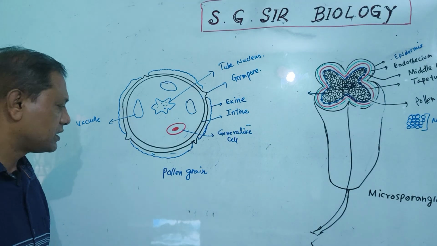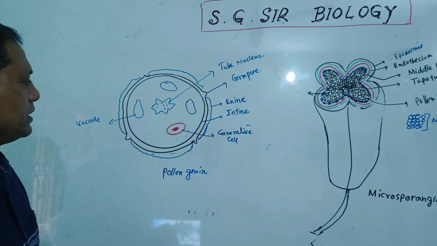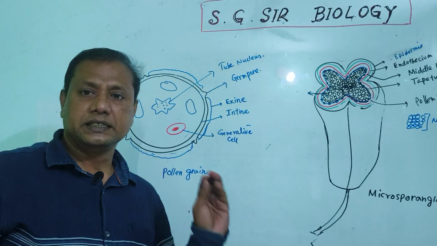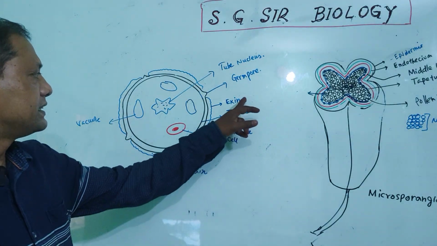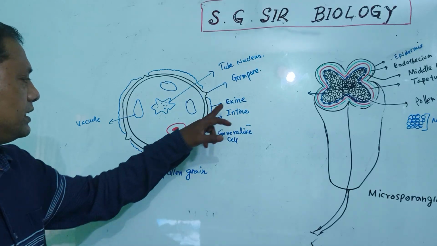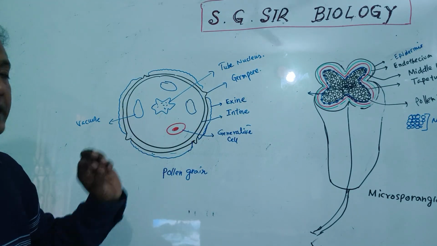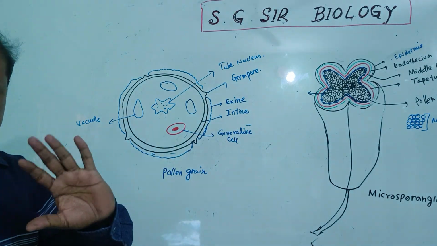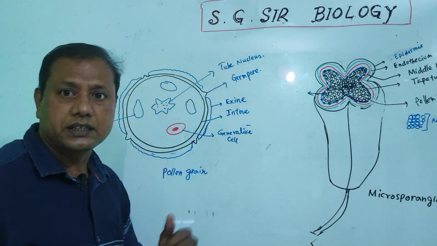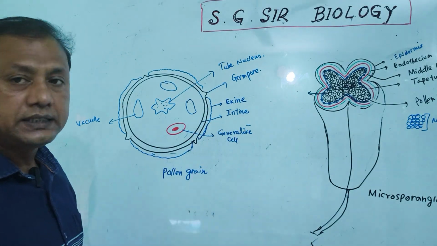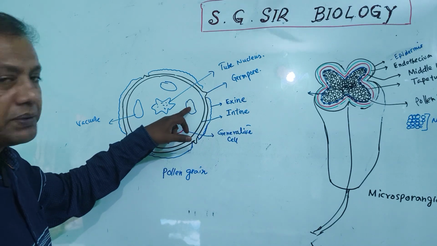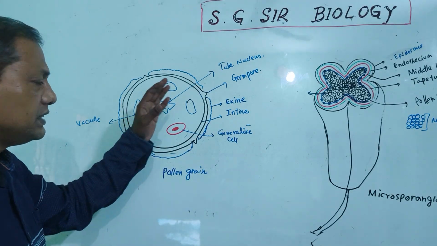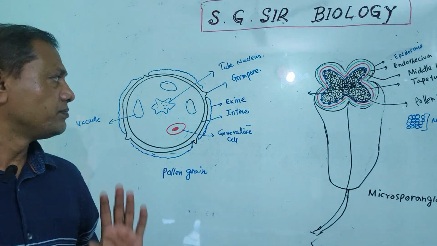Now we go to the structure of the pollen grain. Structurally it has two layers, one outer layer and another inner layer. The outer layer is called exine and the inner layer is called intine. First I will come to the details about the structure and components of the exine and intine. Then inside the cell there are vacuoles, a tube nucleus, and the generative cell. These are present inside the pollen grain.